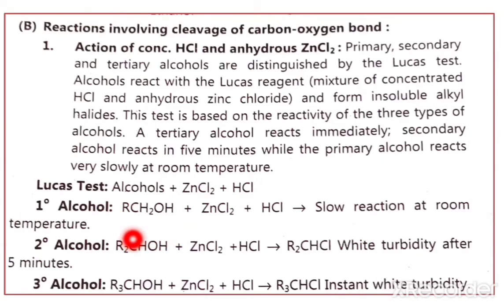Now for secondary alcohol, this is the structure of secondary alcohol plus ZnCl2 plus HCl. We get R2CHCl, with white turbidity. If we get the white turbidity after 5 minutes, then definitely such alcohol is the secondary alcohol. Then tertiary alcohol, again alcohol plus ZnCl2 plus HCl, we get R3CCl, that means instant white turbidity, immediately. Then such alcohol is tertiary alcohol. In this way we classify the primary, secondary, and tertiary alcohol.